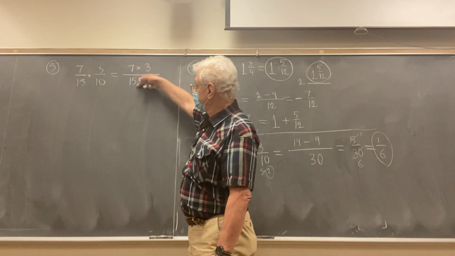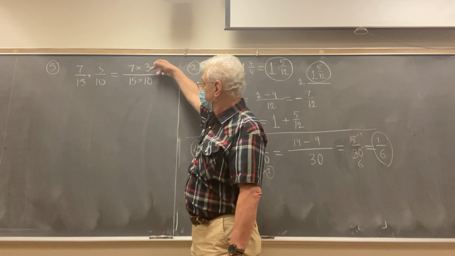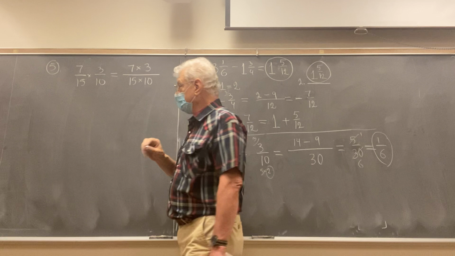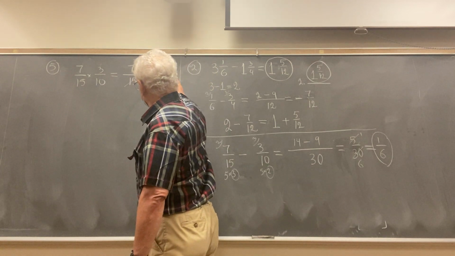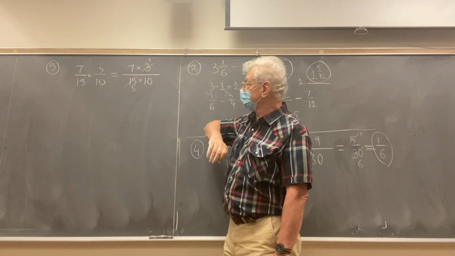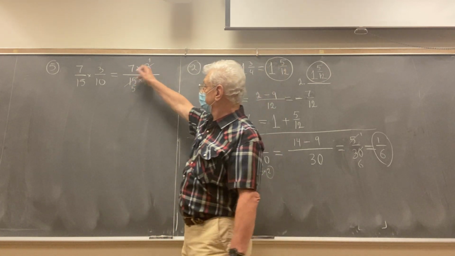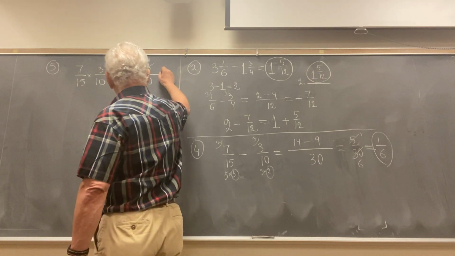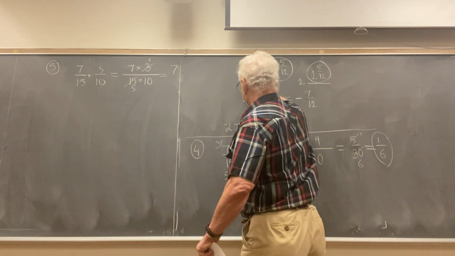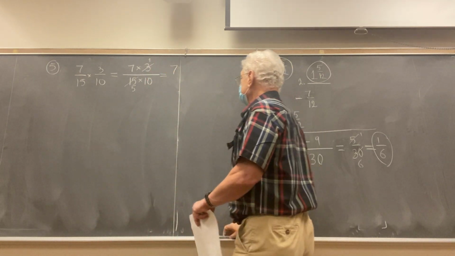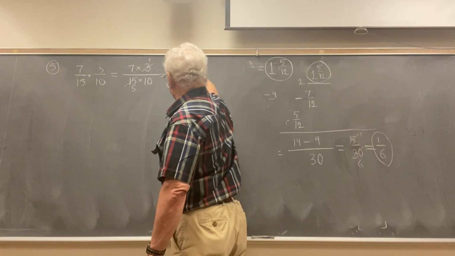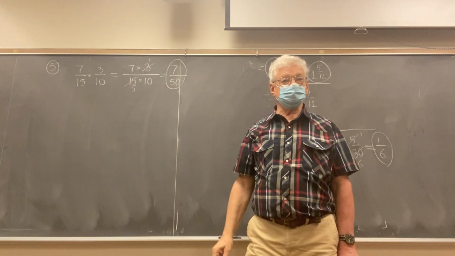Now let's look, 7 and 15. They have no common factor. 7 and 10 doesn't have, but 3 and 15 has. And so you can divide by 3. Divide by 3, you get 1, you get 5 here. Now after that you cannot cancel anything else. So multiply 7 by 1 equals 7, and 5 times 10 is 50. That's it. That fraction is not reduced anymore.